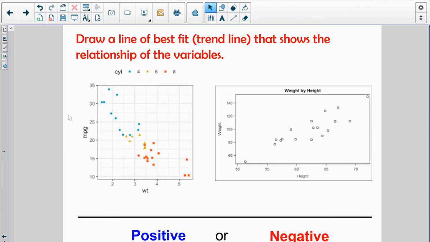Let's look at two more. And before I go through it, I want you to think about where you would place your line. I know it's hard because you're not going to be able to draw this, but I just want you to visualize it and think about, where would you draw your trend line?